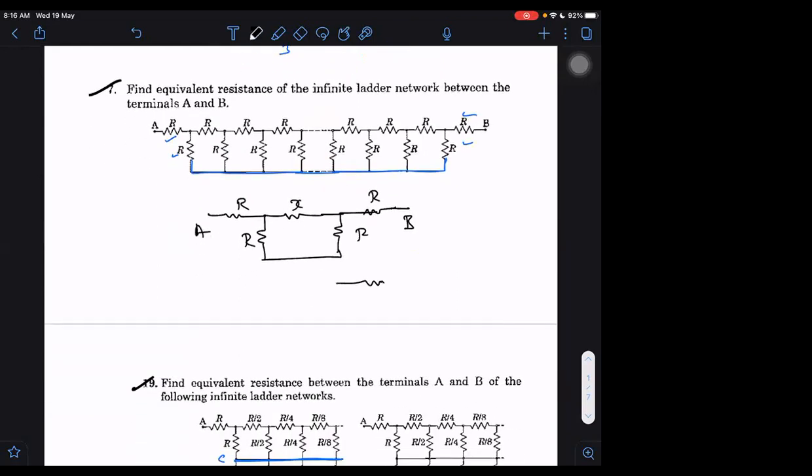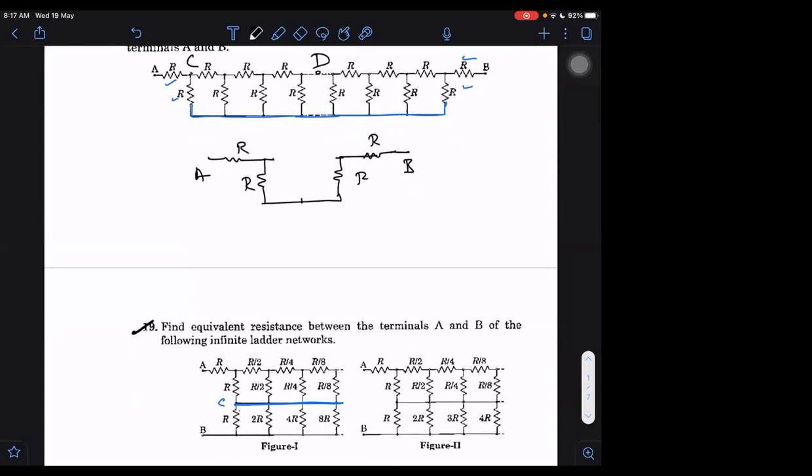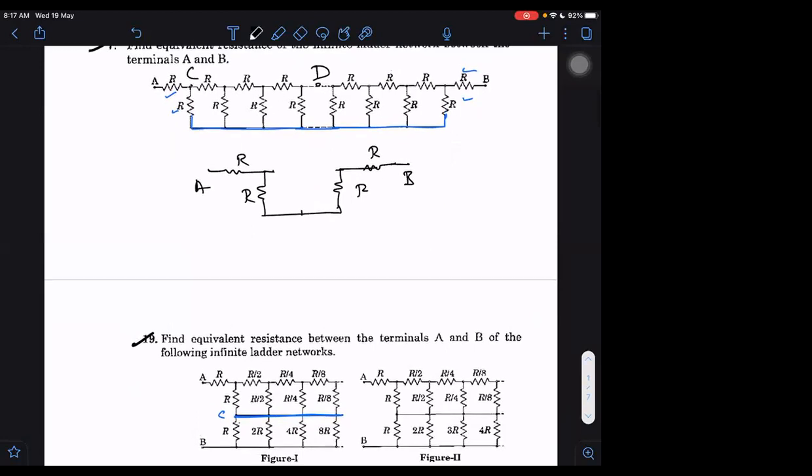That we can find. Not X, I think I should take this. There will be 3 terminals here, so I have to take X and Y. Or I will do one thing. I will take this point as C, and the middle point I will take as D. I will take resistance between this.